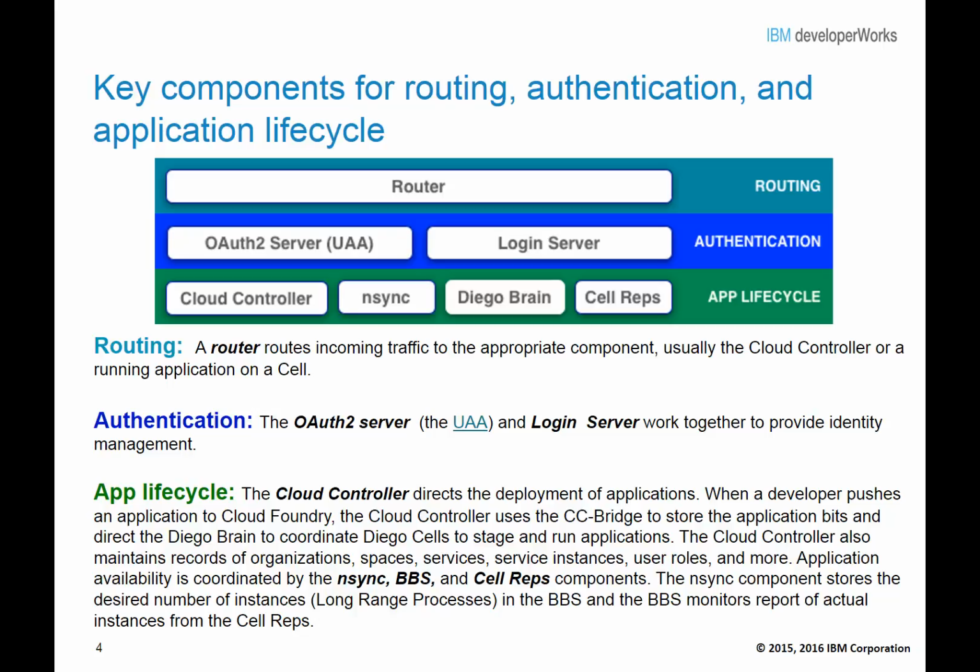Application availability is coordinated by the InSync, BBS, and the cell reps components. The InSync component stores the desired number of instances that you've specified, the number of long-running processes, into the BBS system. And the BBS also monitors input from the cell reps that are actually running instances to keep track of the number of instances that are actually active. And the BBS uses a convergence process to make sure that the desired number of application instances and the actual number of application instances match.